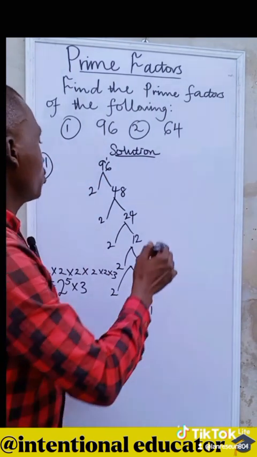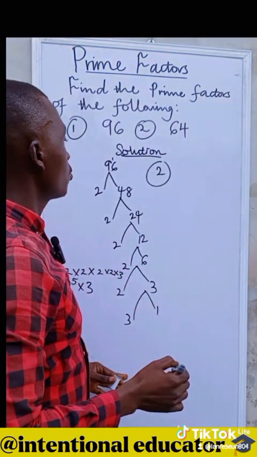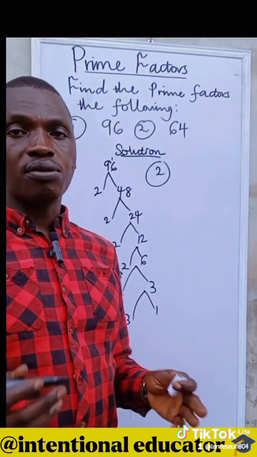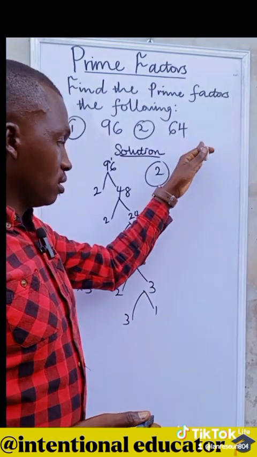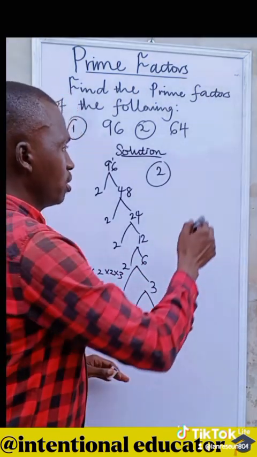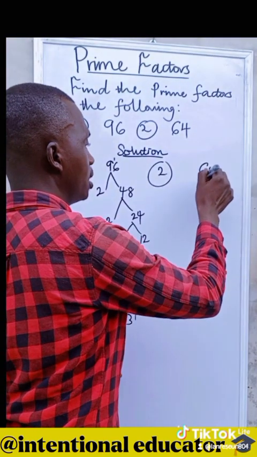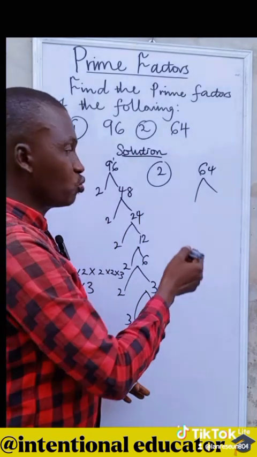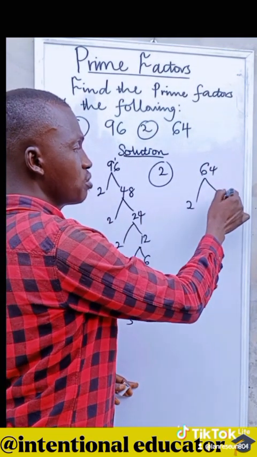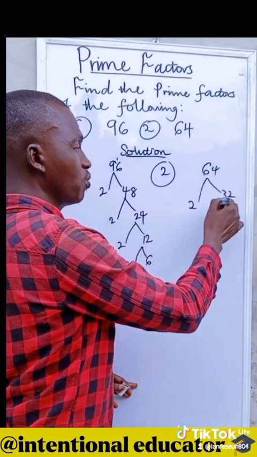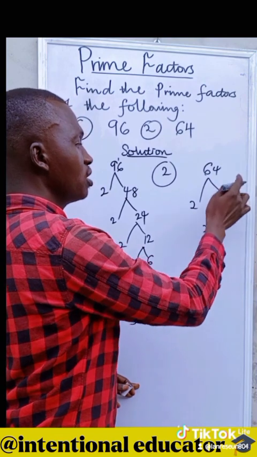So let's solve the second question also. We are looking for the prime factors of the number what? It's 64. So we have 64 here, like this. Of course, we can use 2 also. 2 in 6 will give us 3. 2 in 4 will give us 2. You can see it's 2. 2 in 3 will give us 1.